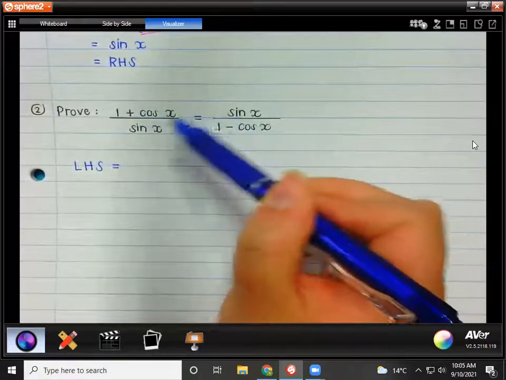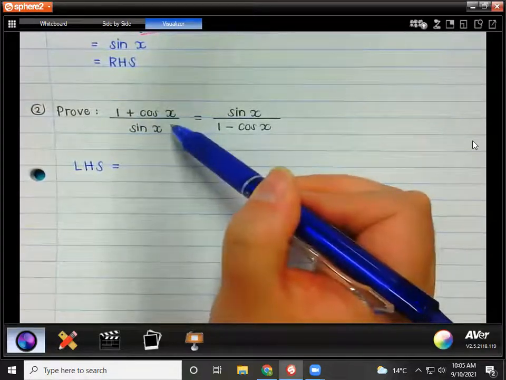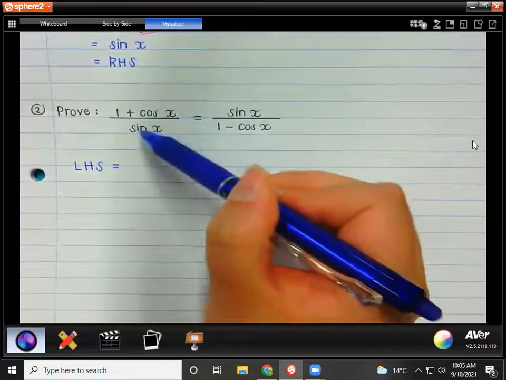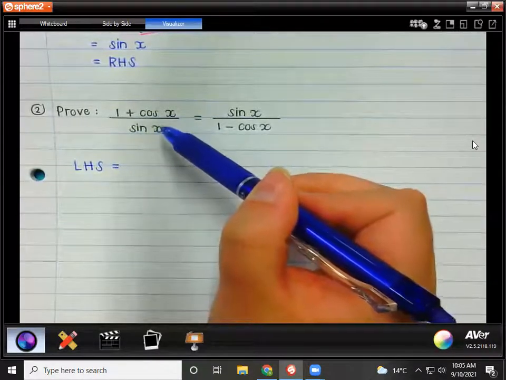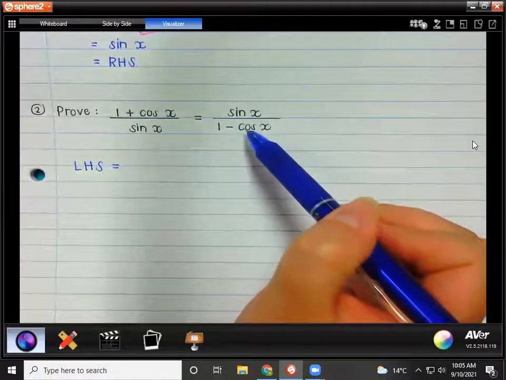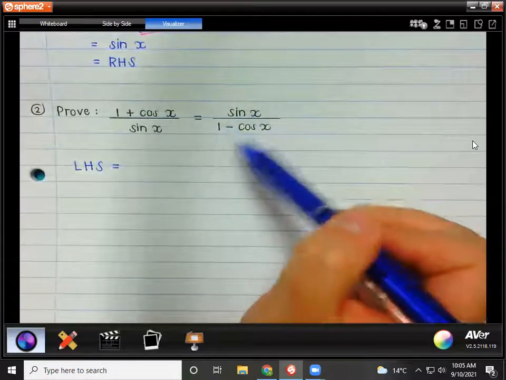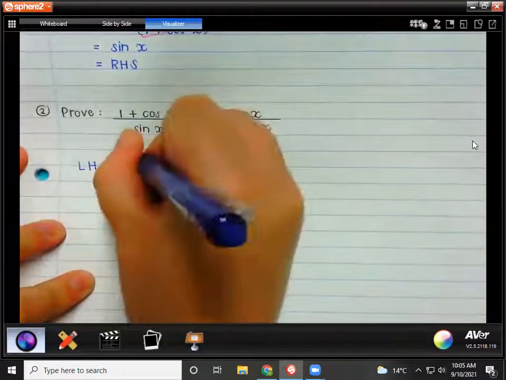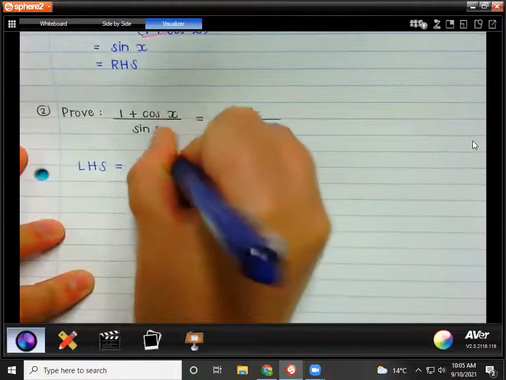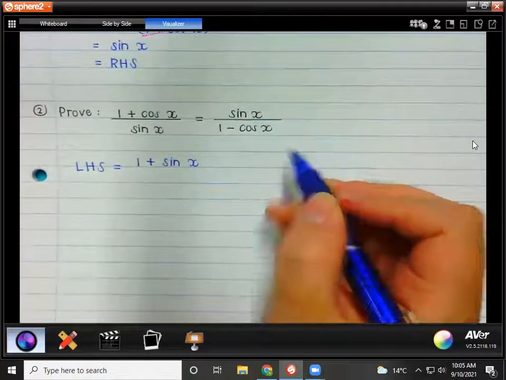Now, my feeling is if I can change sine x to sine squared x, I'm just thinking ahead now, I can change sine squared to 1 minus cos squared x. And then I could possibly factorize that because it's a difference of 2 squares, right? In which case, one of my brackets will be this. So let's see. I'm going to write it down. And then you'll see how that works. And then we can talk about what we could do if we were working from the right-hand side instead.